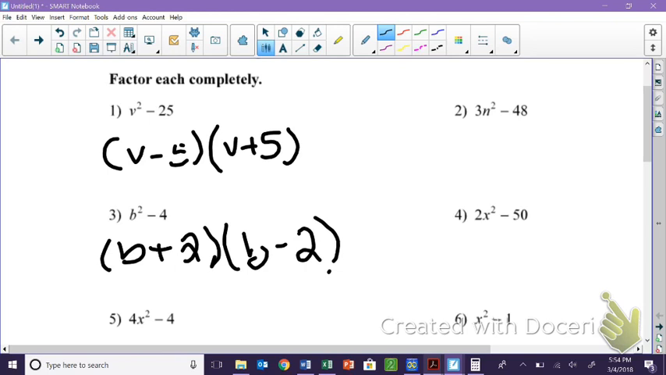And we're going to go to number 5. Excuse my children in the background and excuse my messy handwriting.